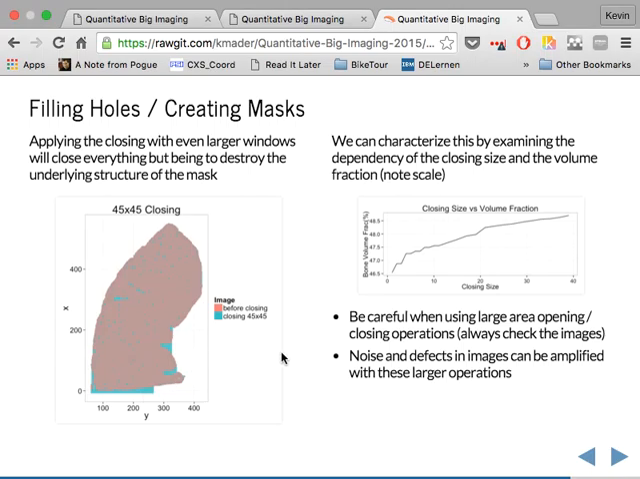We can then see that the volume fraction is constantly increasing as we increase the closing size. Using a larger closing size at some point shouldn't increase your volume fraction anymore, but it does because it's not a very good match for the shapes that we're looking at. So this is where you need to make a judgment call of how many of these features you want to include, or whether this is the right tool for closing your image and filling in your holes.